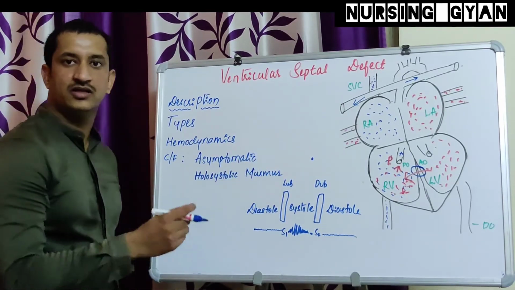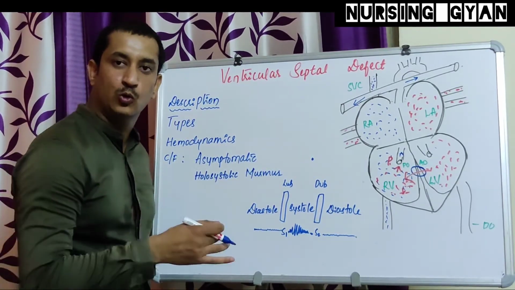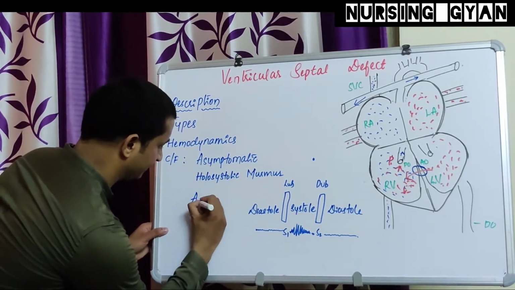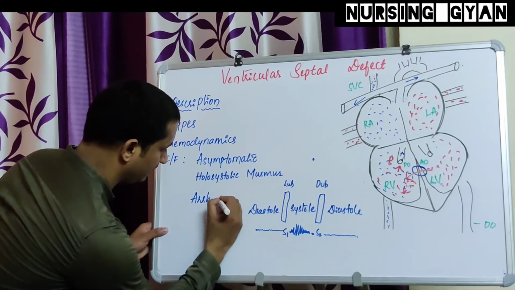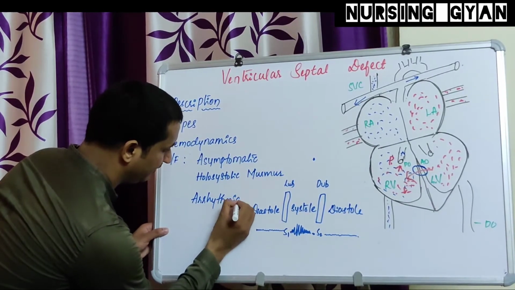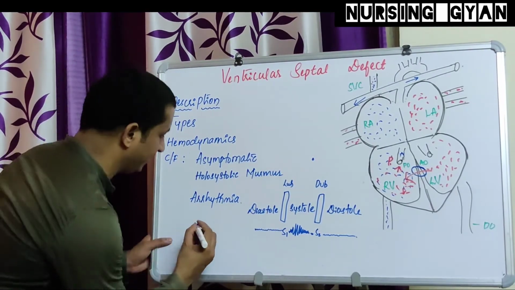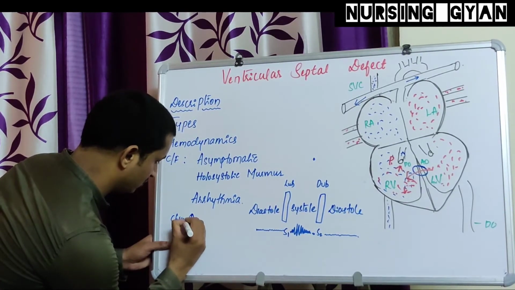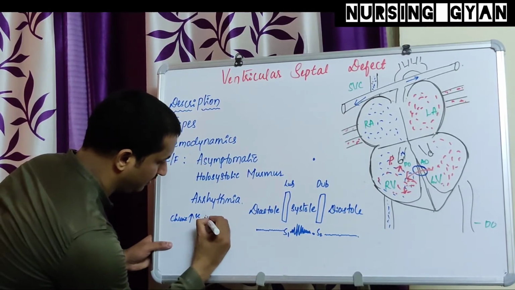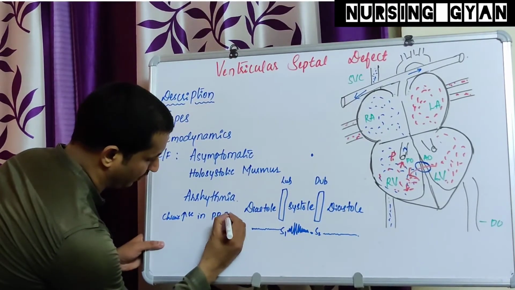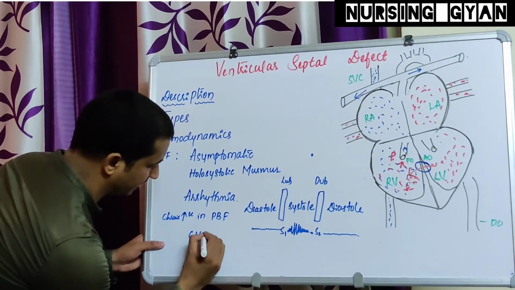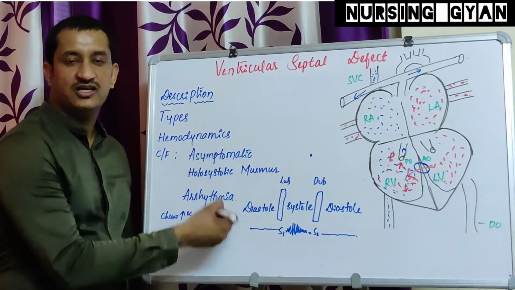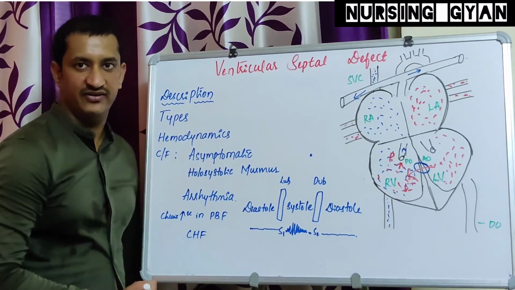Third, if the defects are more than two and the width is bigger, then the child may have arrhythmias. Then if there is no proper treatment, it can lead to a chronic increase in pulmonary blood flow, and that can lead to congestive heart failure. So these are the clinical features of ventricular septal defect.